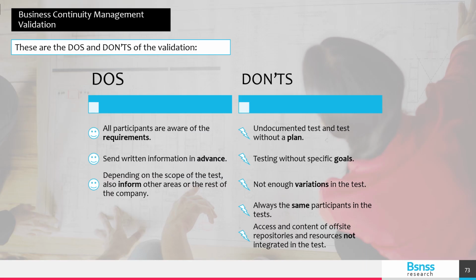These are the do and don't of the validation phase. Do: make sure all participants are aware of the requirements. Send written information in advance. Depending on the scope of the test, also inform other areas or the rest of the company.